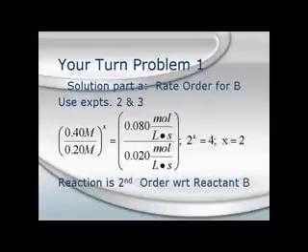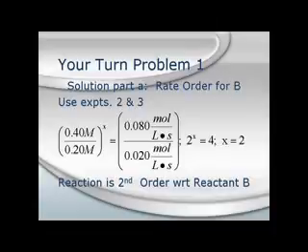For the rate order for B, I'm going to use experiments 2 and 3. And the reason I'm going to use experiments 2 and 3 is that the concentrations of A stay the same, the concentrations of C stay the same, only B changes, and that's what will make this easiest to deal with. So I take again the ratio of my concentrations of B, 0.4 moles per liter over 0.2 moles per liter raised to some power x are equal to the ratio of the rates, which are 0.080 moles per liter times seconds divided by 0.020 moles per liter times seconds.